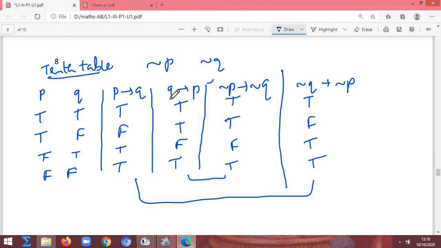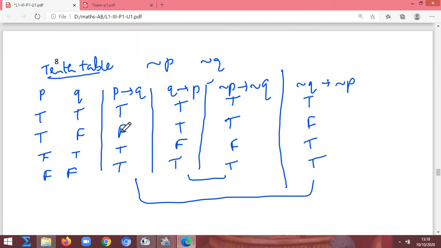Okay. So, in this class, let us conclude with this truth table, that is truth table including all the logical connectives, that is conditional, all types of conditional, the statement P implication. So, this is implication and this is converse, inverse and contrapositive.